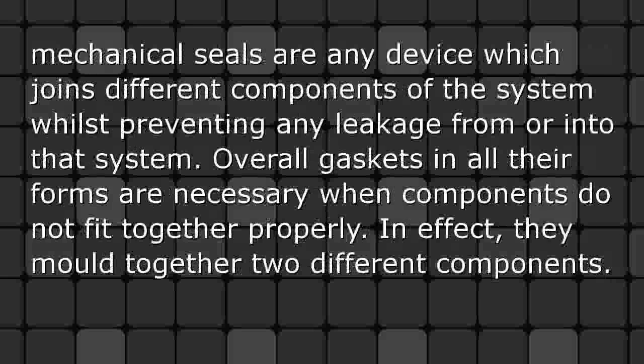In engineering, mechanical seals are any device which joins different components of the system whilst preventing any leakage from or into that system. Overall, gaskets in all their forms are necessary when components do not fit together properly. In effect, they mold together two different components.